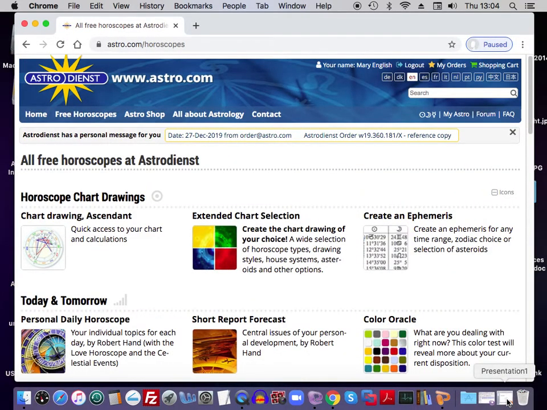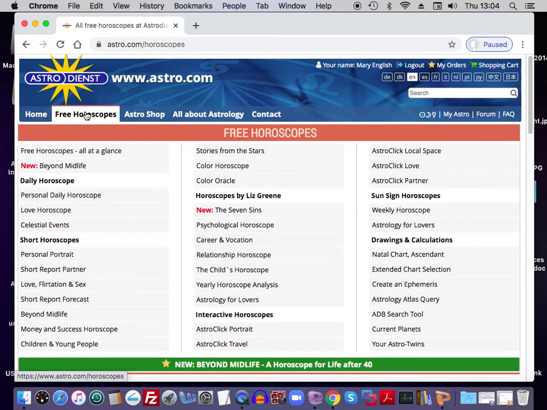So in this session today, I'm going to be explaining how to make a Synastry chart at astro.com. So you need to go to www.astro.com. Put your mouse up to here, it says free horoscopes. Scroll over to the other side there, extended chart selection, click.